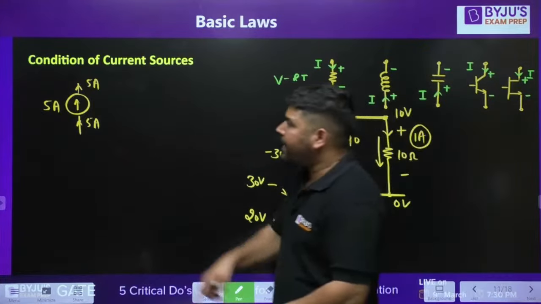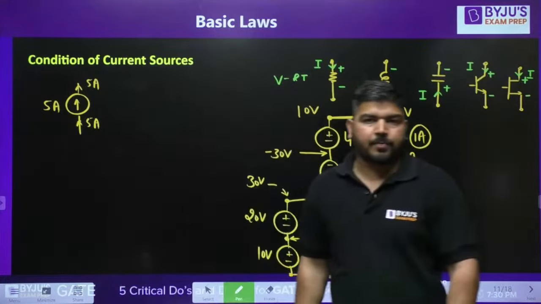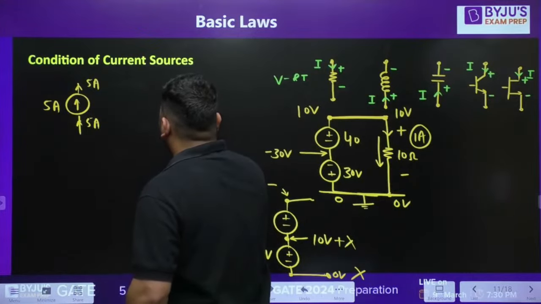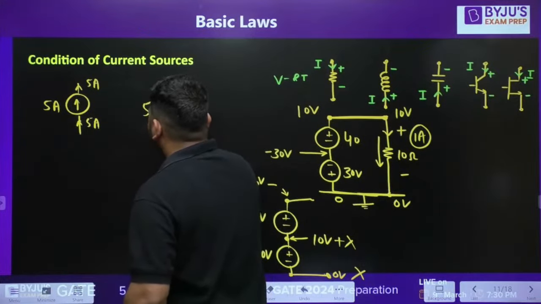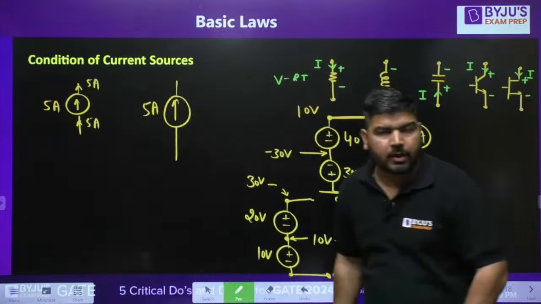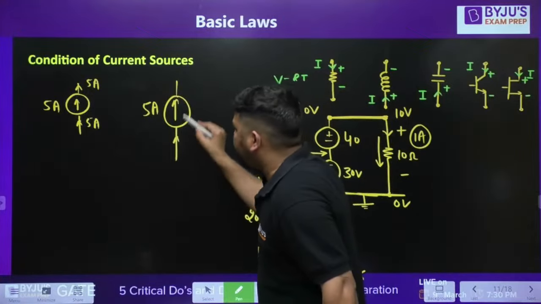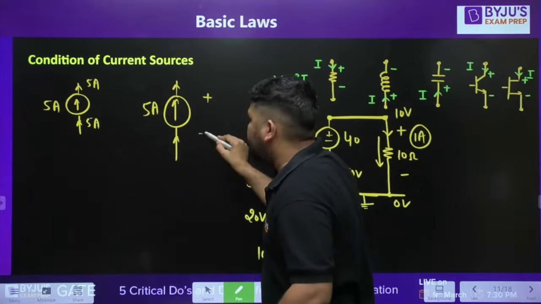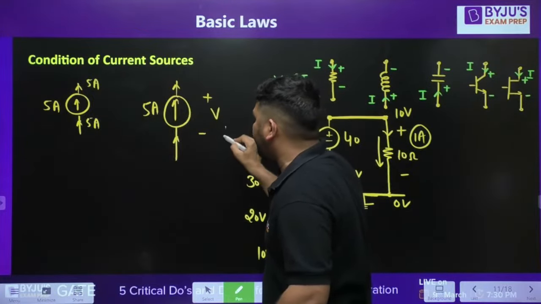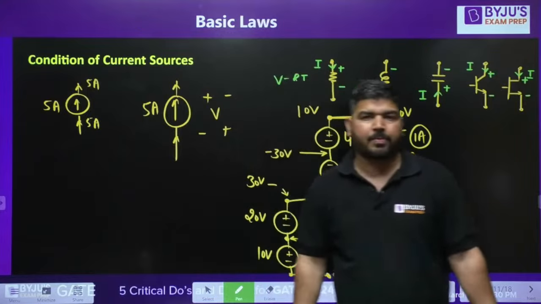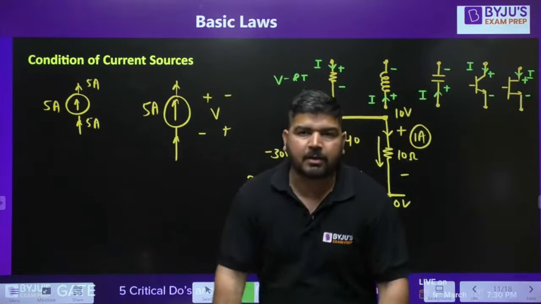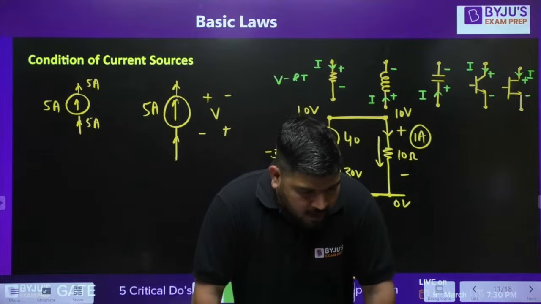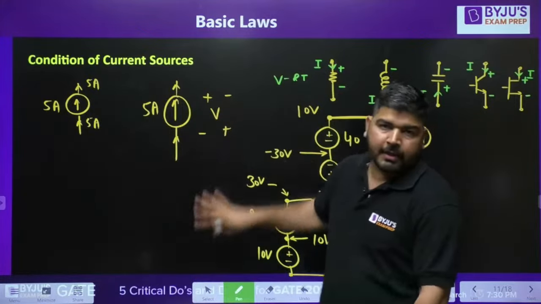It doesn't care about the voltage across the source. It will say that the voltage across me can be anything. Let's say this is 5 ampere, so it will fix the current only. It will take 5 ampere, it will give 5 ampere. This is the only condition. Voltage can be of this polarity, voltage can be of this polarity, it doesn't matter. And voltage can be of infinite level. It doesn't care about the voltage.